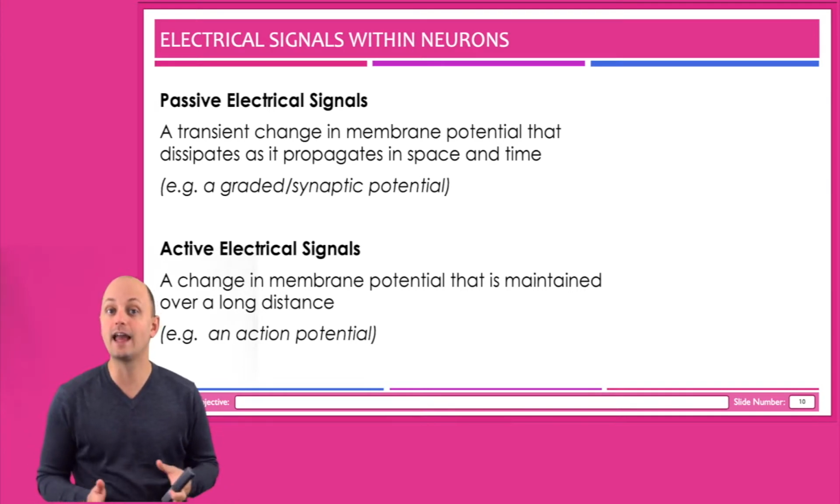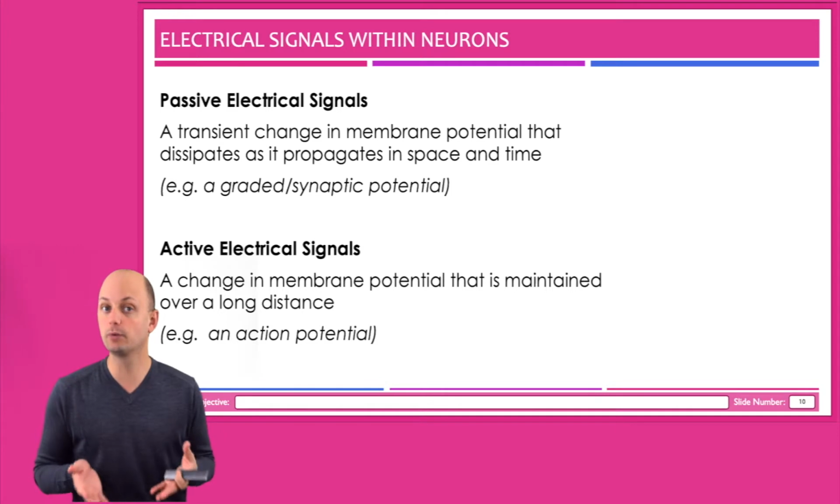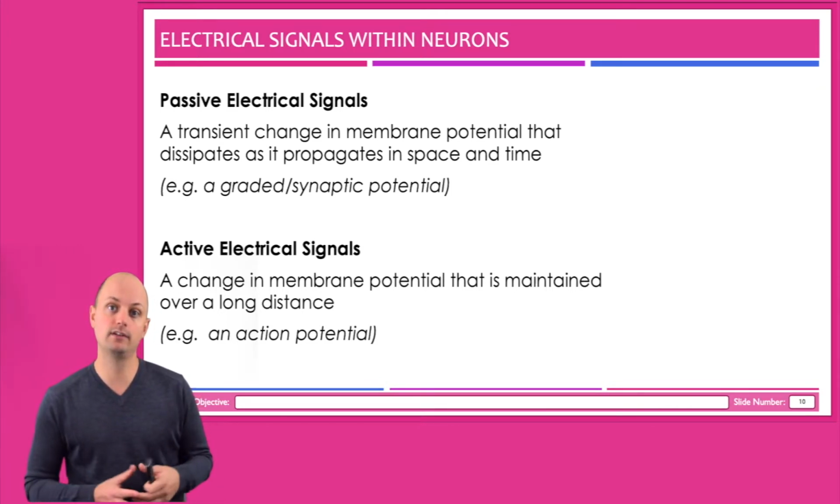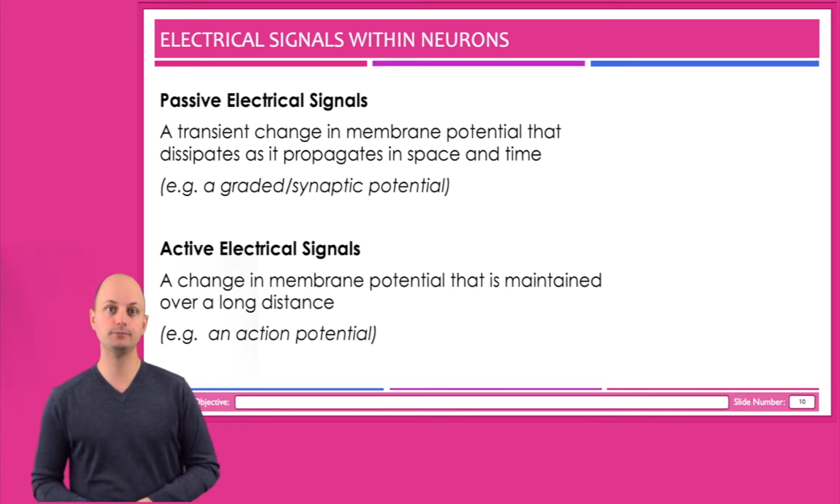On the other hand, active electrical signals create changes in membrane potential that can spread over a very long distance. An action potential is an example of an active electrical signal.